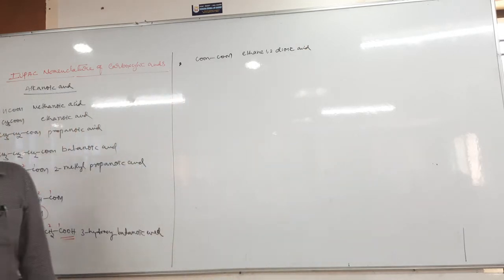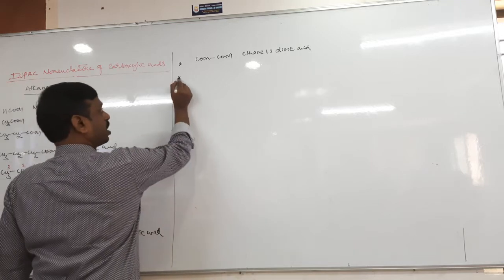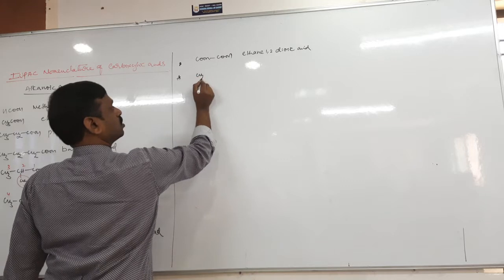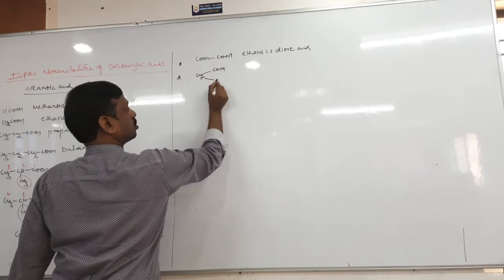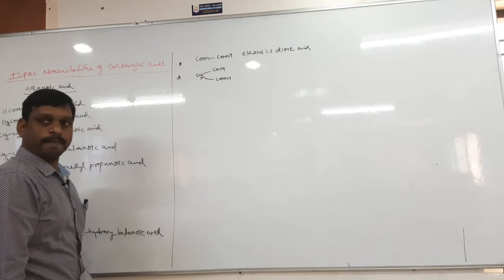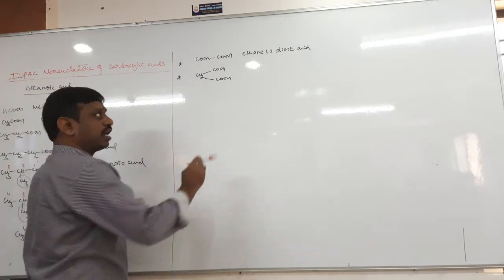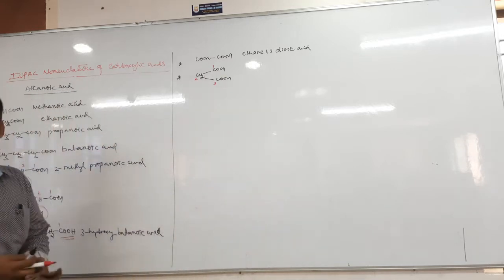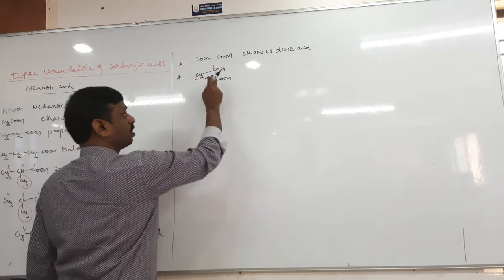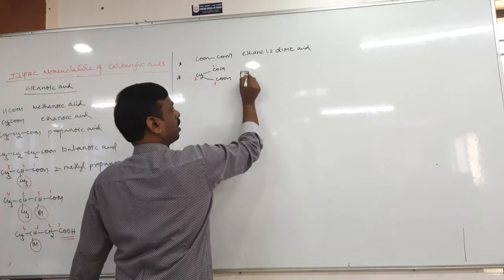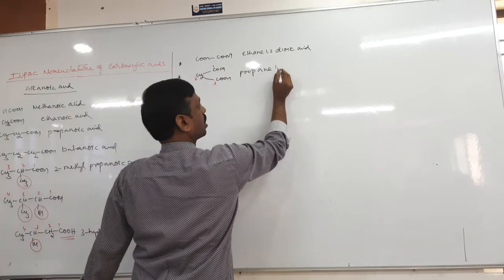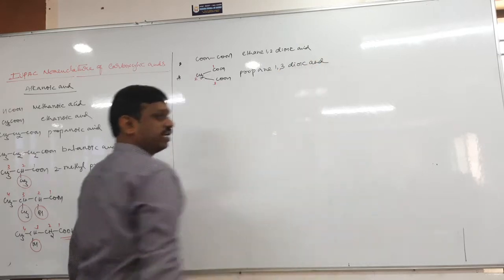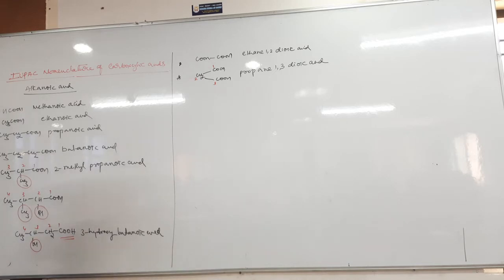If it is a 3-carbon COOH or else CH2 COOH, COOH. How many carbons? It is 1, 2, 3. So it is a dioic acid. Which dioic acid? Meth, eth, prop. Propane 1,3 dioic acid. So propane 1,3 dioic acid.